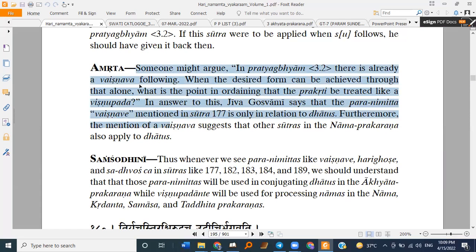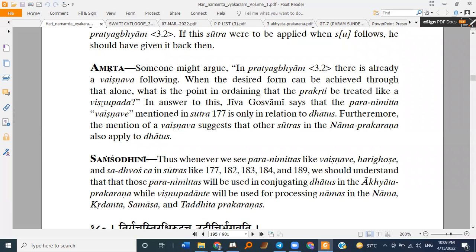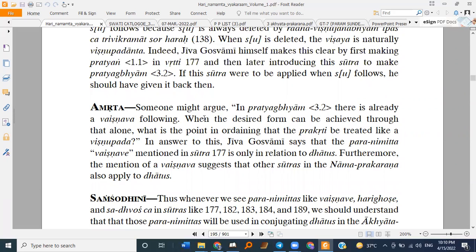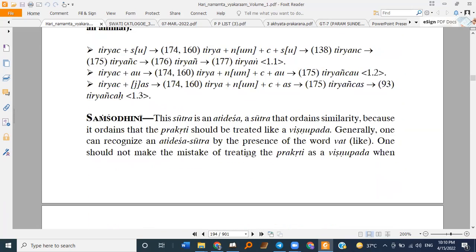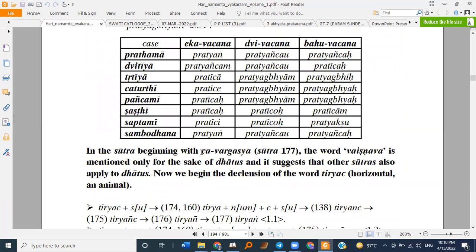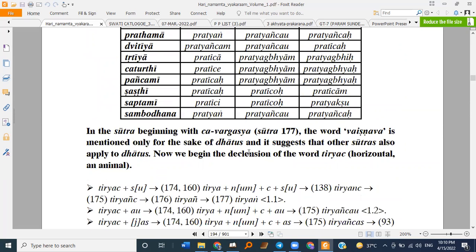Okay, Amrita says something about this. Someone might argue in Pratyakhyam there is already a Vaishnava following. When the desired form can be achieved through that alone, what is the point in ordaining that the Prakriti be treated like a Vishnupada? In answer to this, Jiva Goswami says that the Paranimitta Vaishnava mentioned in Sutra 177 is only in relation to Dhatus. What is 177? That's what we're doing right now. Chavargasya Kavargo Vishnupadante Vaishnavitva Svarge. Okay.